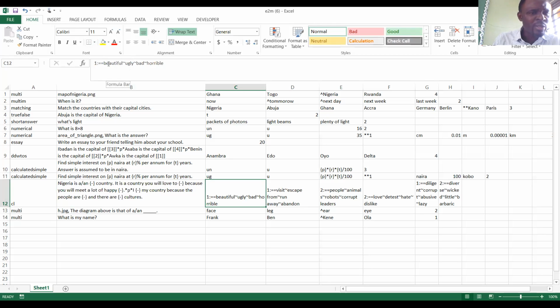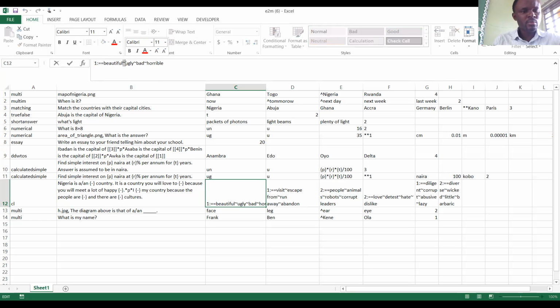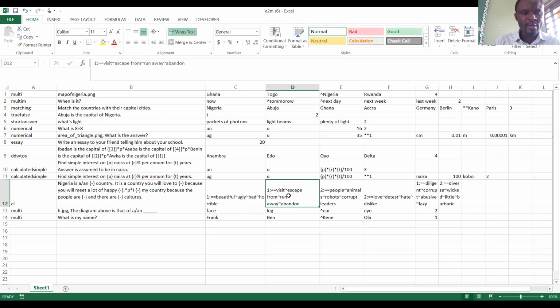Now, which one is the answer? You find tildes, this wavy symbol is a tilde, okay? The correct answer is preceded by two equal to signs. So if I have this, I know that beautiful is the answer because in front of it are two equal to signs. That tells me that beautiful is the answer. So that's what you have for everything.